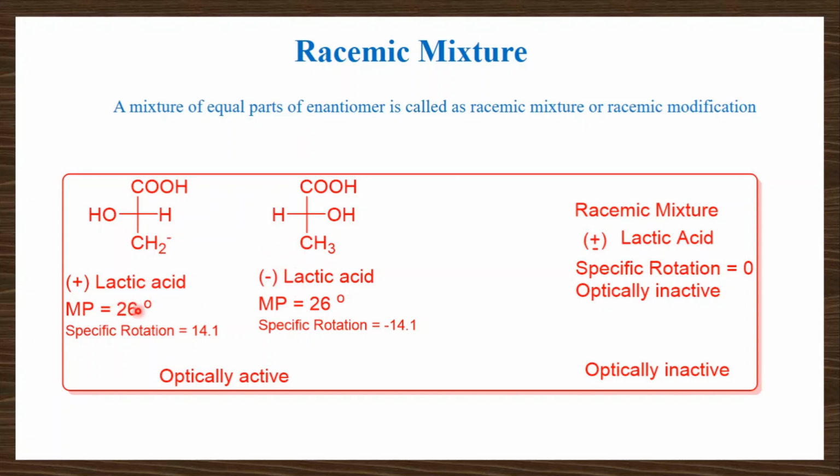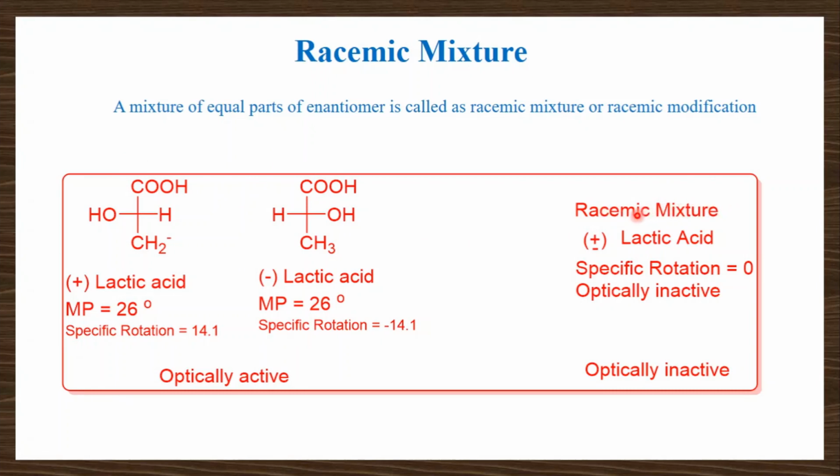It has a melting point of 26 degrees Celsius. Same here, this also has 26 degrees Celsius. They have the same melting point, and the specific rotation, alpha, is 14.1. It means that it rotates to the right hand side, and this other molecule has a specific rotation of minus 14.1, which means it rotates the light to the left hand side. These two separately are optically active. This one is optically active, and this one is also optically active.